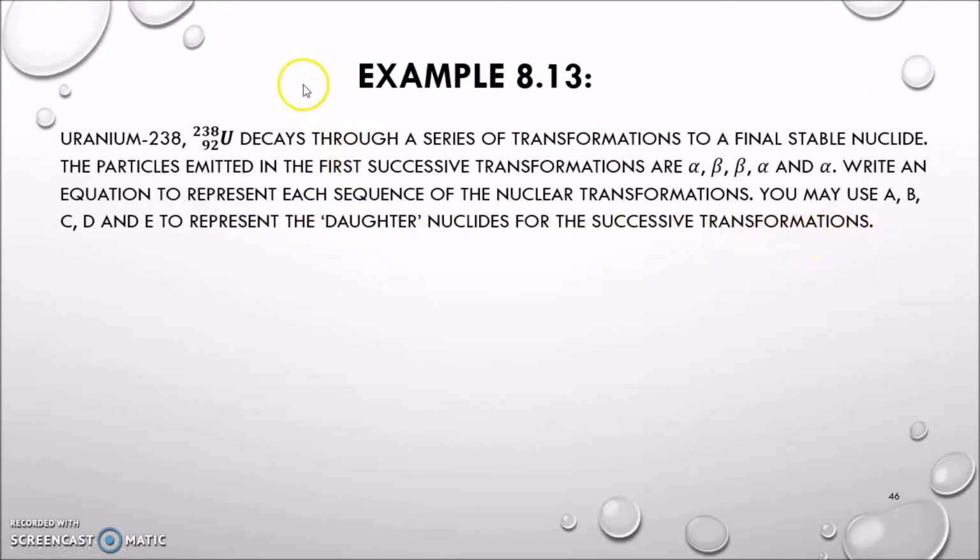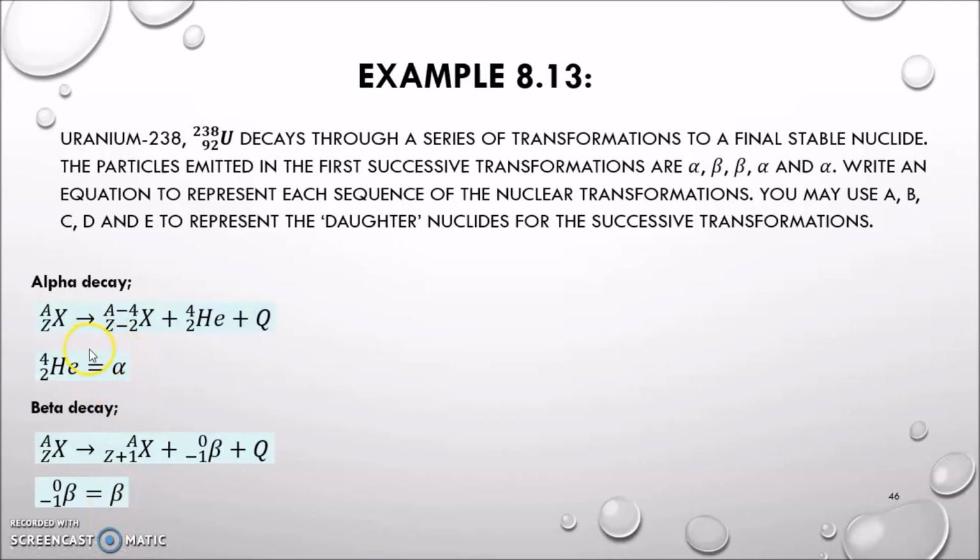Okay, what happened is uranium is very radioactive, so it can undergo a few series of decay until it becomes a stable nuclide. So at first, it will undergo alpha decay. After that, it will undergo beta decay again, alpha decay, and alpha decay again. First, let's write down the equation of alpha and beta decay, so it's easier for us to refer to the equation.